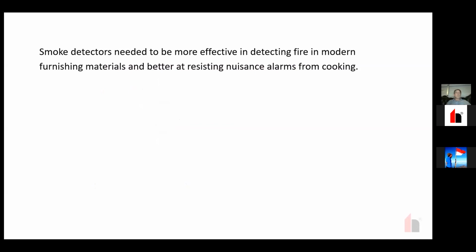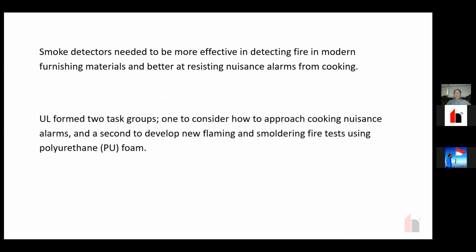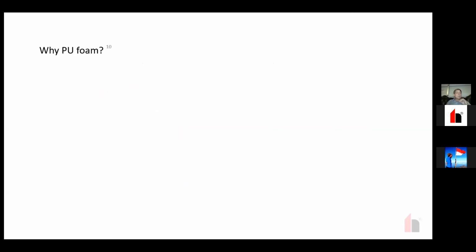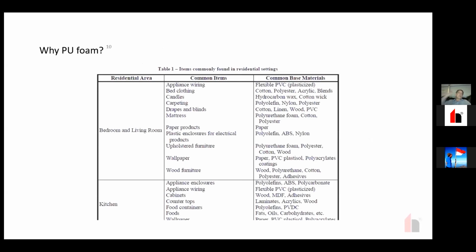So now that the problems have been clearly identified, UL formed two task groups. One, to consider how to approach cooking nuisance alarms, and a second one, to develop new flaming and smoldering fire tests using polyurethane foam. Now, if we look here at this table, also taken from one of the reports associated with this testing, you'll see that mattresses and upholstered furniture commonly use polyurethane foam as a base material.